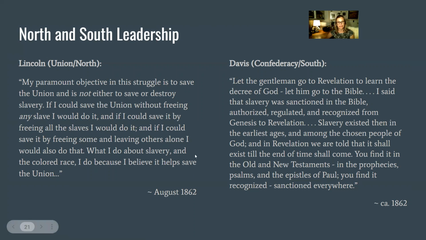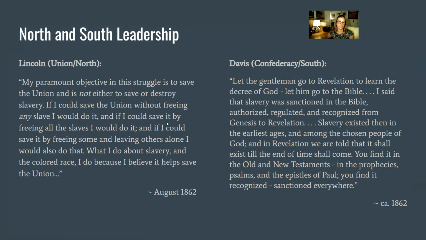You can see instead on the left side, he actually argues that he's not making slavery his central problem. He says, "My paramount objective in this struggle is to save the Union and is not either to save or destroy slavery. If I could save the Union without freeing any slave, I would do it. And if I could save it by freeing all the slaves, I would do it. And if I could save it by freeing some and leaving others alone, I would also do that. What I do about slavery and the colored race, I do because I believe it helps save the Union." So that's early on, that's 1862, the war goes until 1865, but this is Lincoln's early claim on the future of slavery and his role as the protector of the Union.